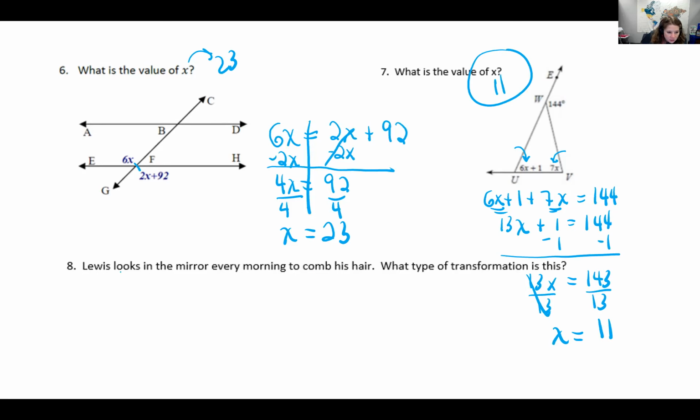All right, number 8. Lewis looks in a mirror every morning to comb his hair. What type of transformation is he seeing? He's seeing his reflection. When you look in a mirror, that's what you are seeing. Your image is being reflected back to you.